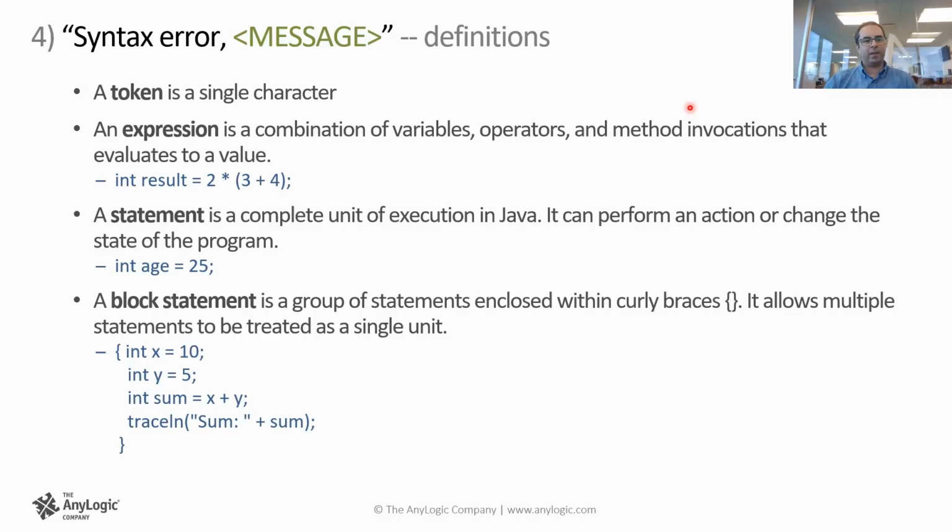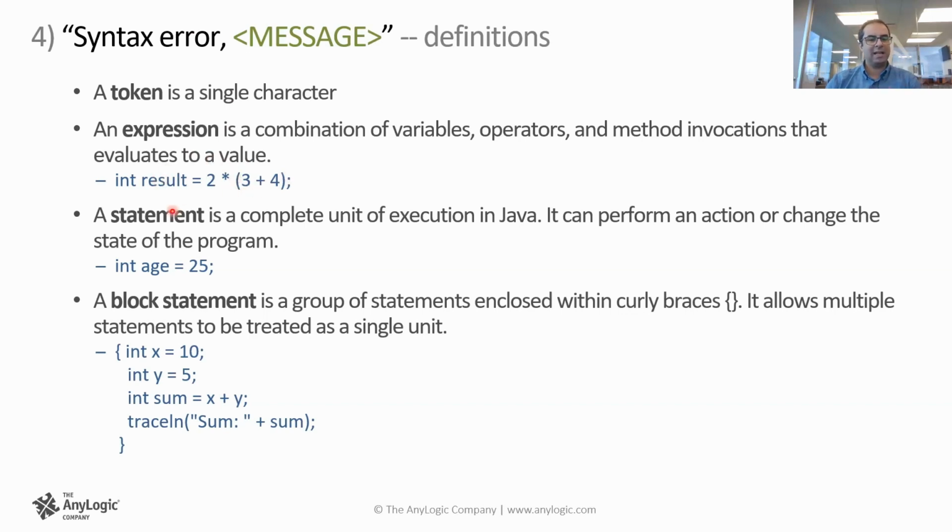Okay, for the next kind of generic type of messages, we need to just have some definitions here. We don't want to get into the details. Just briefly, you see it on the screen. You can read it. So we have a token, which is a single character. An expression in Java is some variables and operators and functions that evaluate to become one value. So something like this. And if you calculate it, it becomes one number that you can put into a variable.